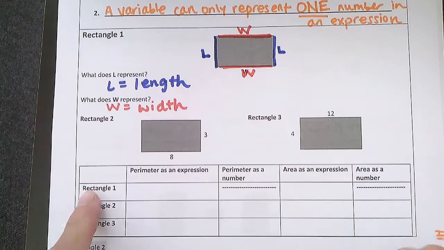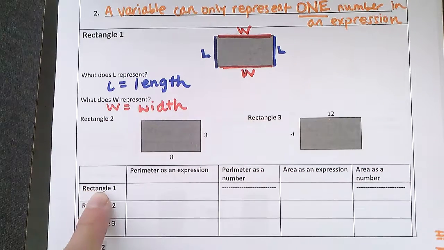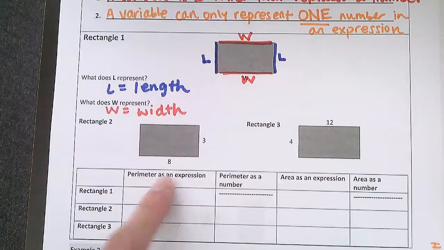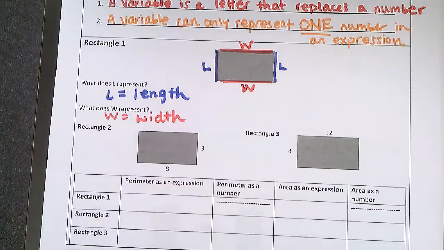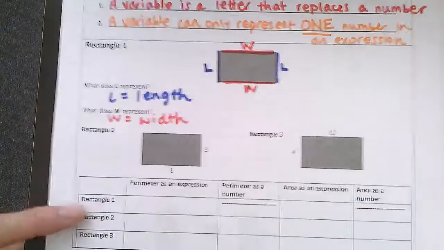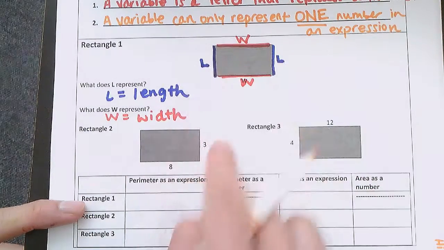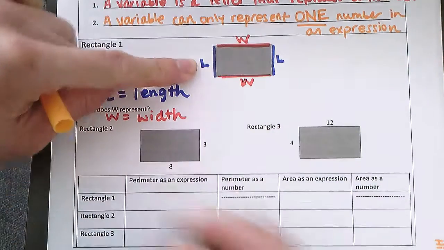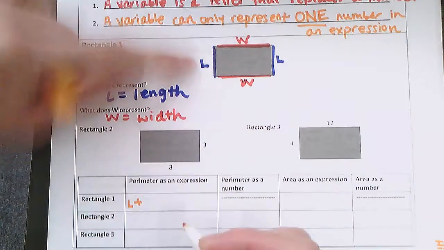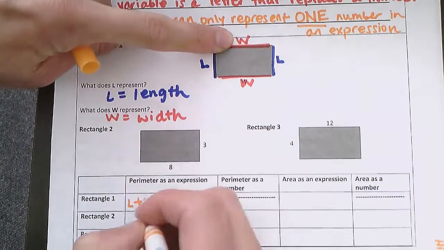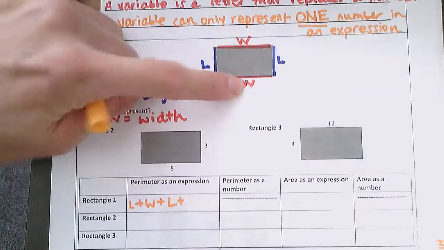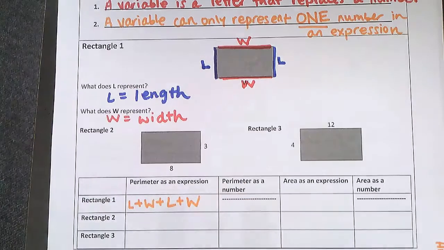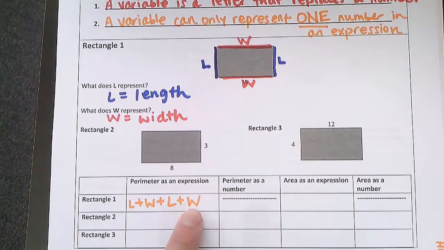And so now let's jump down to this table, where it asks us for rectangle 1 to write the perimeter as an expression. Now, if you remember from our Do Now, the perimeter of a rectangle is when you add up all the sides. So if we added up all the sides of this rectangle, we would have this side, which is an L, plus this side, which is a W, plus this side, which is an L, plus this side, which is a W. So we add up all the sides, and it would be L plus W plus L plus W.